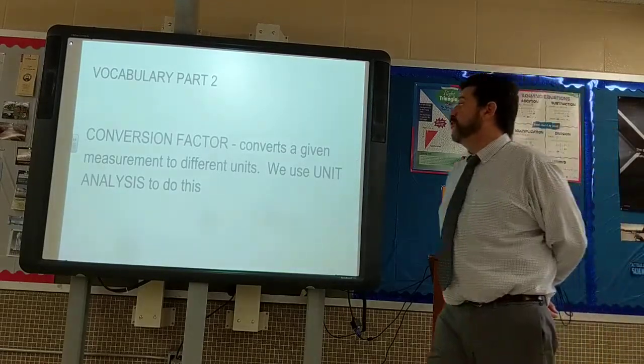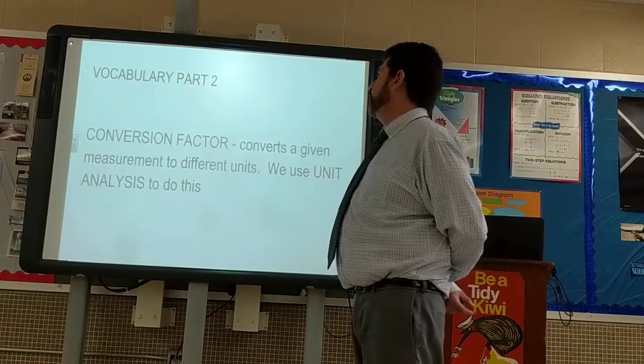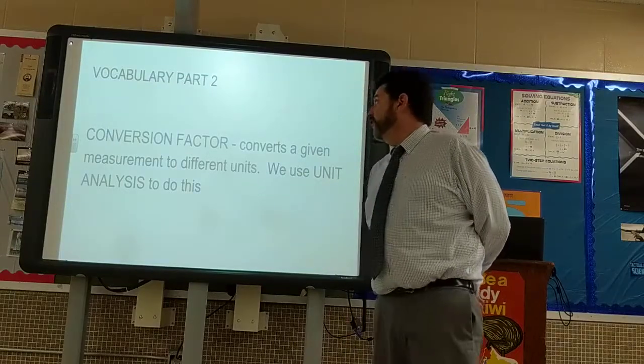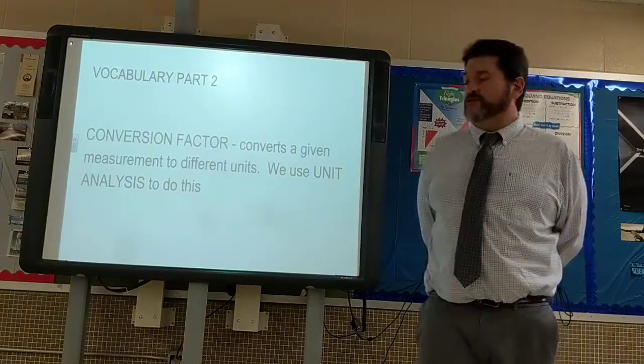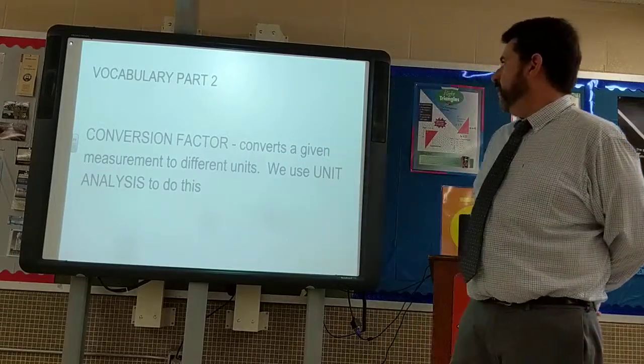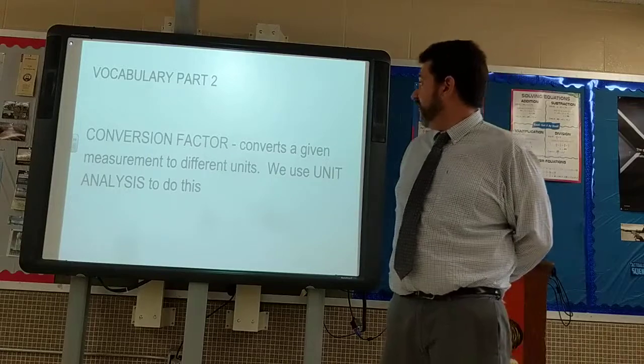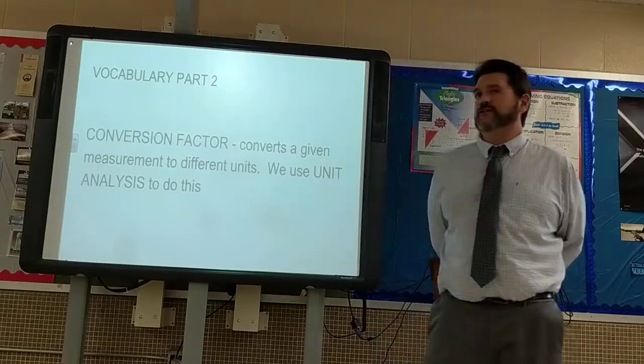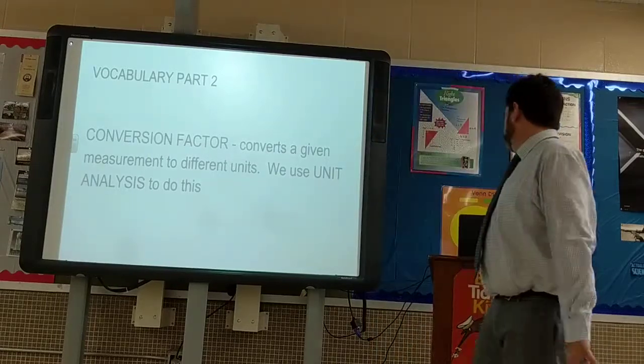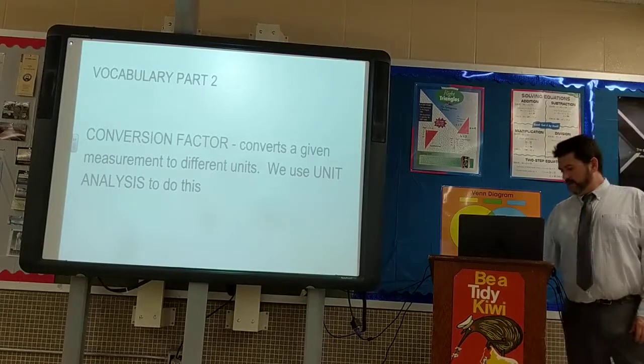Another term we are going to be talking about is conversion factor. Conversion factor converts a given measurement to different units. We are going to use unit analysis to do this. We will be talking about that later on.